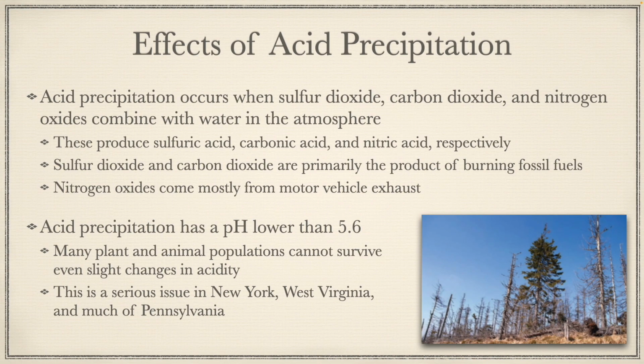The effects of acid precipitation. Acid precipitation occurs when sulfur dioxide, carbon dioxide, and nitrogen oxides combine with water in the atmosphere. These produce sulfuric acid, carbonic acid, and nitric acid, respectively. So sulfur dioxide reacting with water in the atmosphere produces sulfuric acid, for example. Nitrogen oxides react with water in the atmosphere to produce nitric acid.